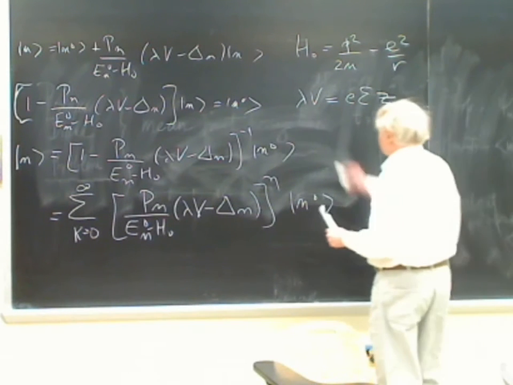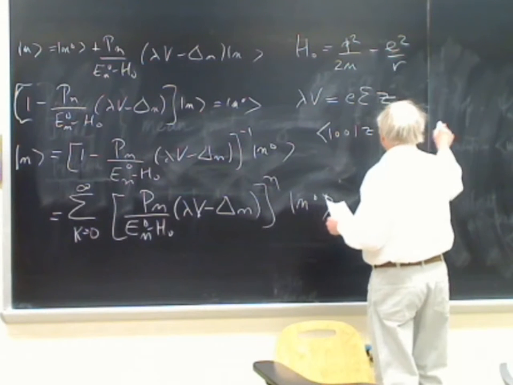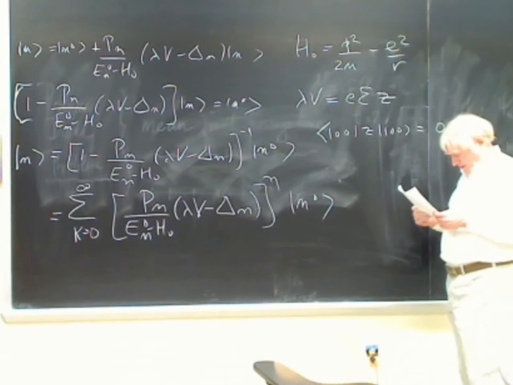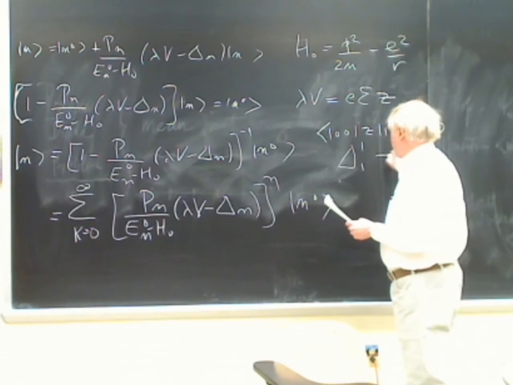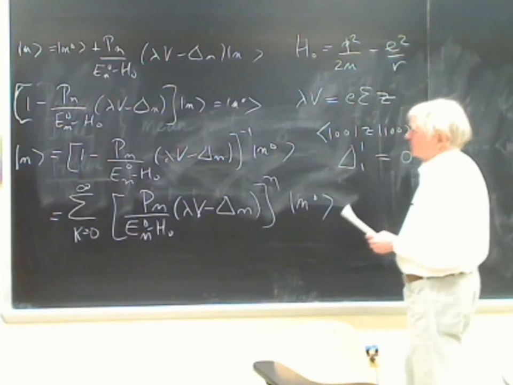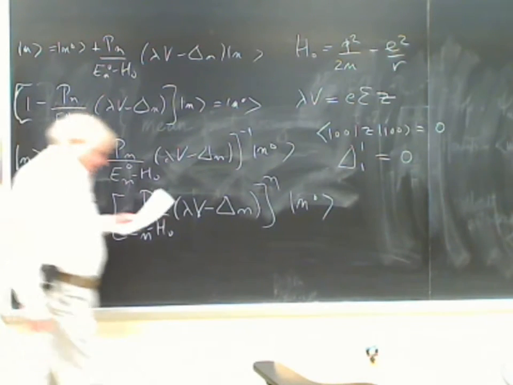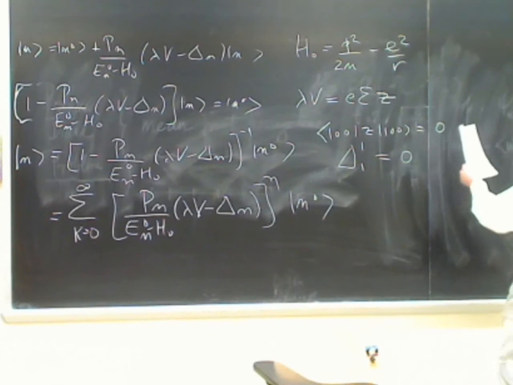What's the first order effect? Well, the first order effect on the ground state, 1, 0, 0, is just 0 as we saw last time. And so delta 1, 1 is 0. I guess we're using 1 for the ground state here, and over here I used 0 for the ground state. I think it'd be better to go 1 to infinity and use 1 for the ground state. Anyway, it's not important.